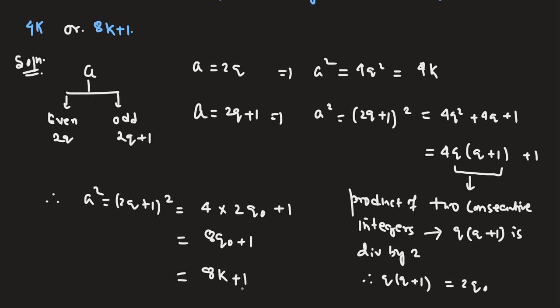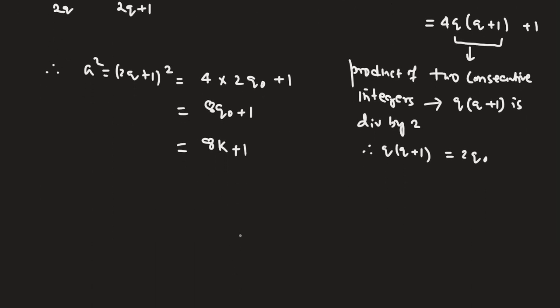So what we observe is that if you have a perfect square number, it will be of the form either 4k or 8k plus 1. Okay? Hence proved.